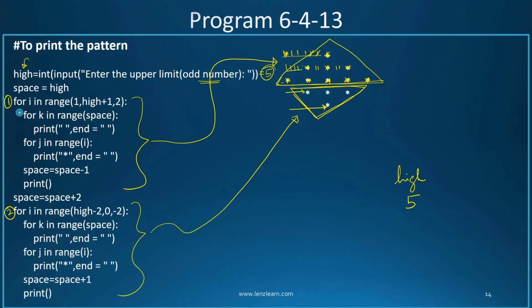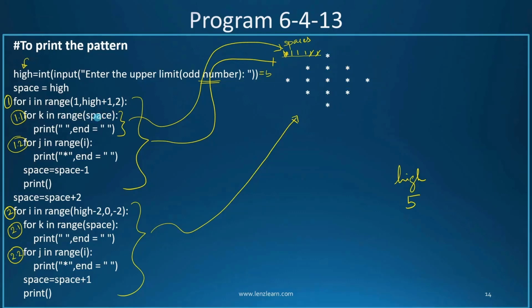Now inside this for loop you can see again there is another for loop. So I call it 1.1 and 1.2. Now inside the second for loop also we have 2 more for loops here, right? So I will call it 2.1 and 2.2. Now this first for loop, that is for loop 1.1, the job of this for loop is to provide the spaces before we start to print the star. You can see it ranges to space and the job is just to print spaces.